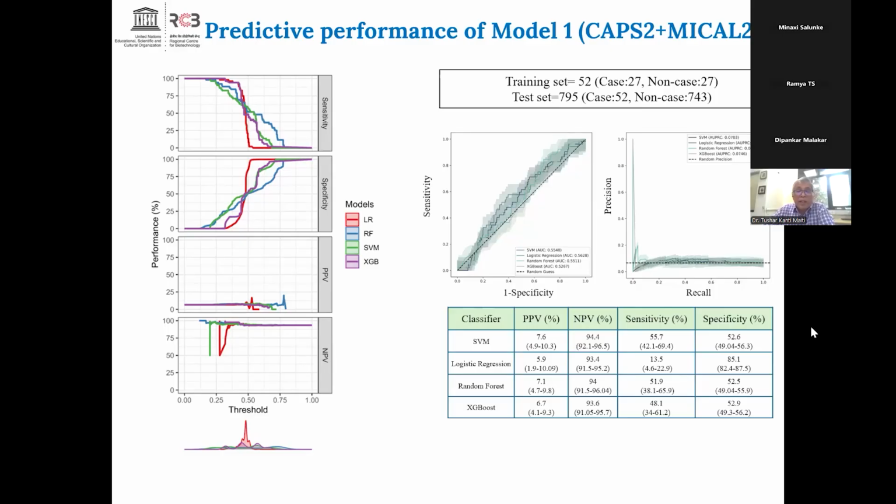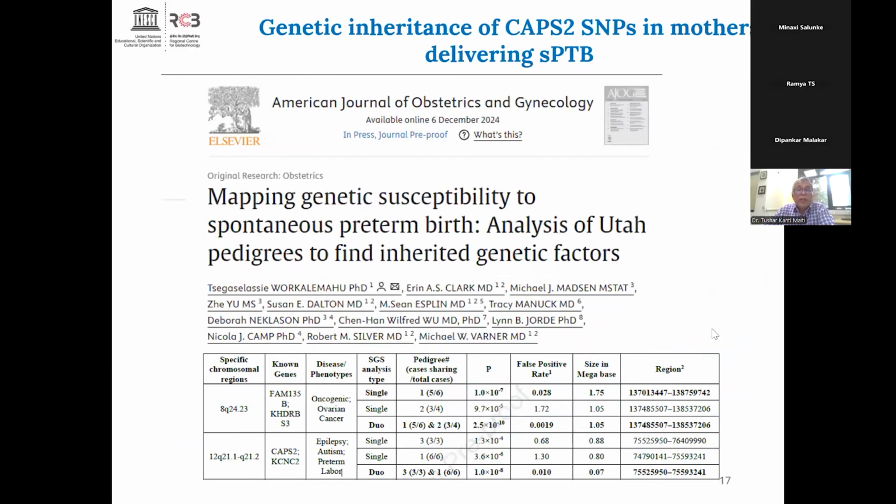So next, subsequently, we tried to find out the importance of this particular molecule called CAPS2.